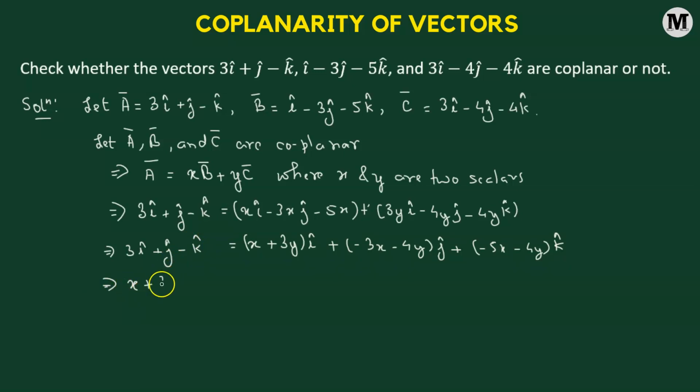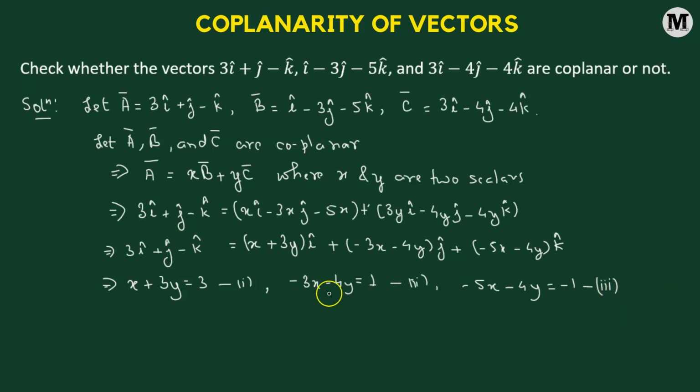We're going to get x plus 3y equals 3. We're going to label this as equation number 1. Then we're going to get negative 3x minus 4y equals the coefficient of j cap on the left hand side, so that's going to be 1. Let's label this as number 2. And then for the coefficient of k cap on the right hand side, negative 5x minus 4y equals negative 1, which is the coefficient of k cap on the left hand side. Let's call that equation number 3.